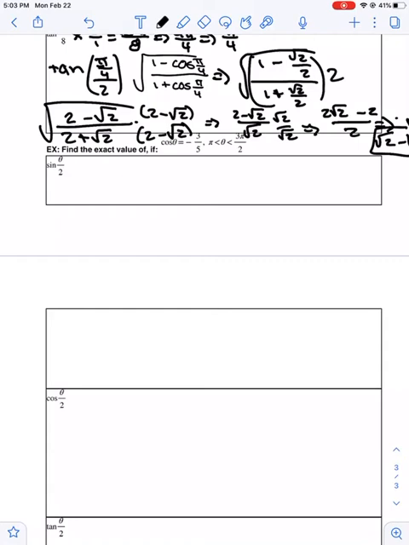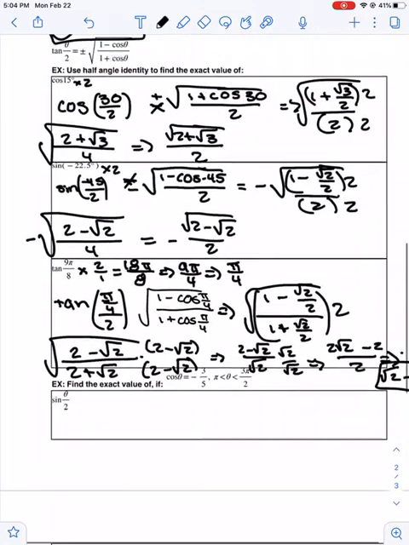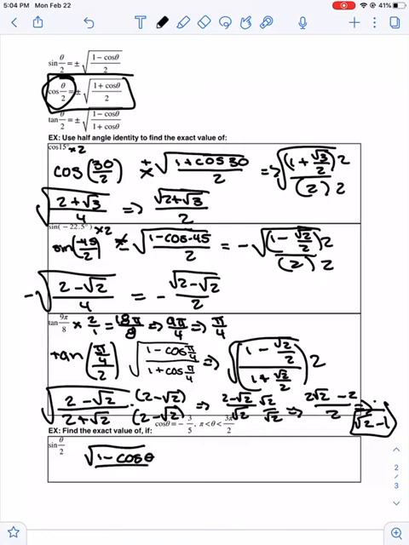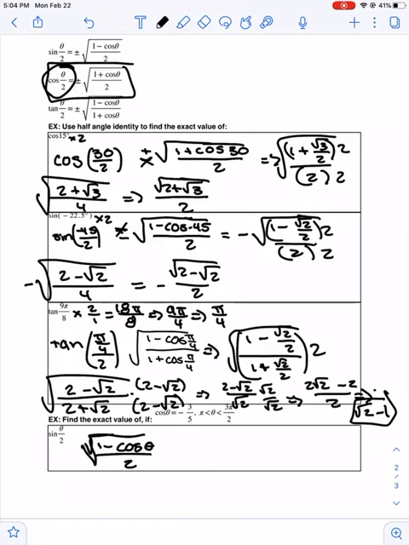Okay. So next, we're going to find the exact value if we know that the cosine of theta equals negative 3/5, and we're between pi and 3 pi over 2, which means we're in quadrant 3. So the first one we're finding is sine theta over 2. So we're using that half angle formula for sine, which is the square root of 1 minus cosine theta over 2, and it's plus or minus.